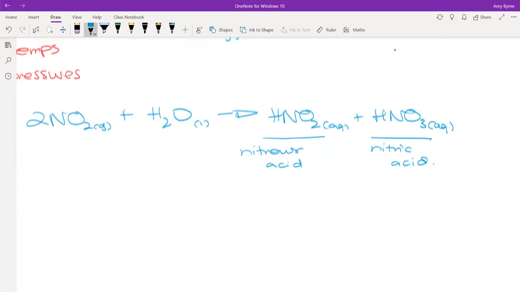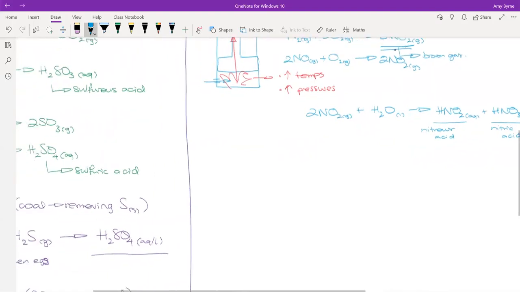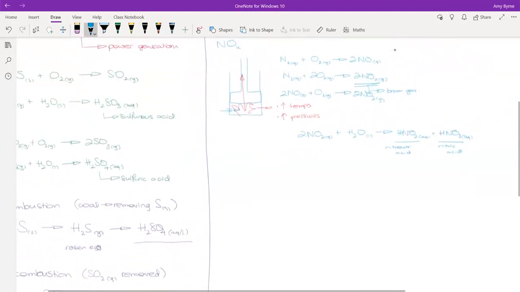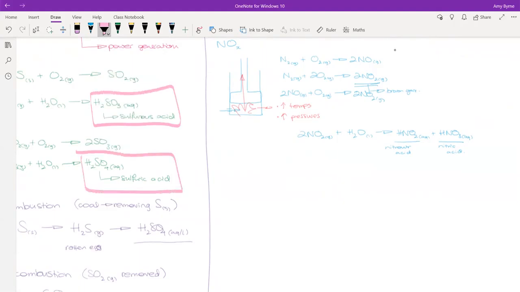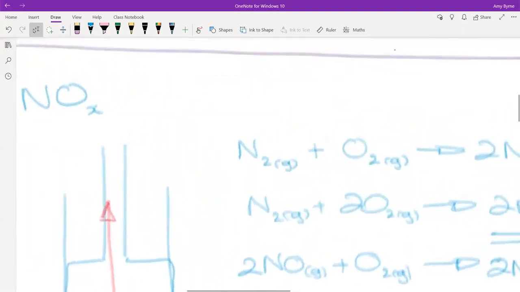So nitrous and nitric acid are both acids. Duh, it's in the name. These all contribute to acid rain. So the acids that contribute to acid rain are sulfurous acid, sulfuric acid, nitrous, and nitric acid. So some of it is coming from internal combustion engines.